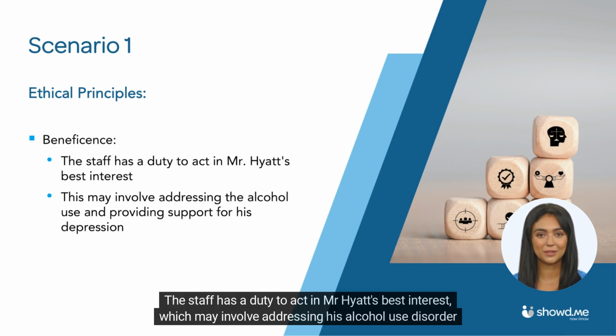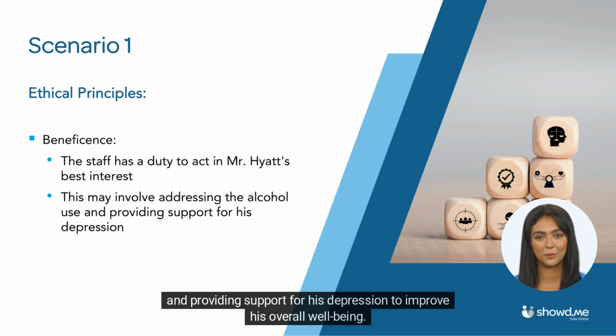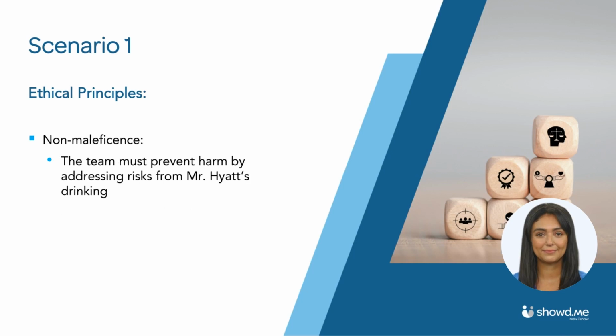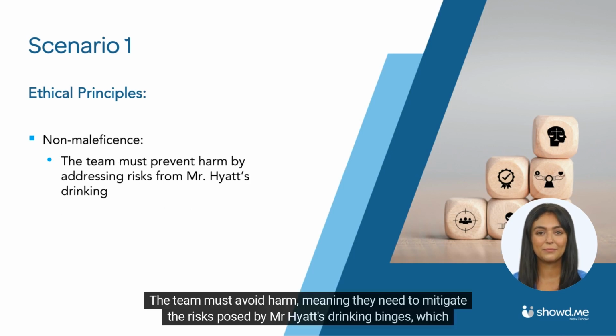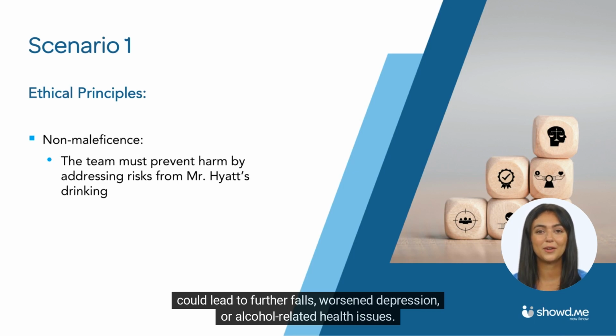The staff has a duty to act in Mr. Hyatt's best interest, which may involve addressing his alcohol use disorder and providing support for his depression to improve his overall well-being. The team must avoid harm, meaning they need to mitigate the risks posed by Mr. Hyatt's drinking binges, which could lead to further falls, worsened depression, or alcohol-related health issues.